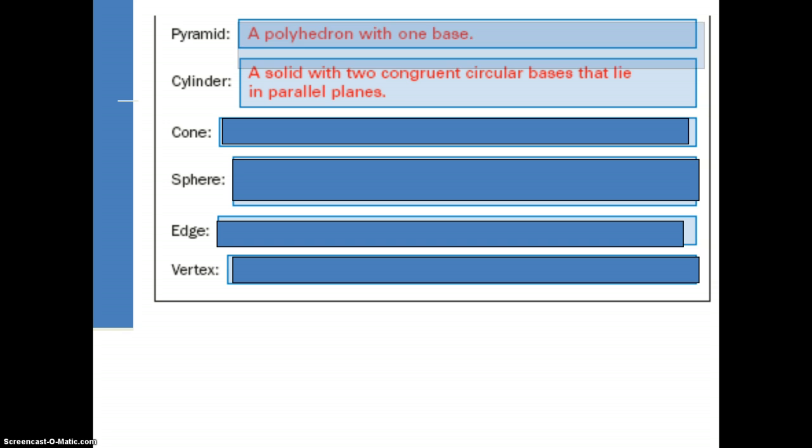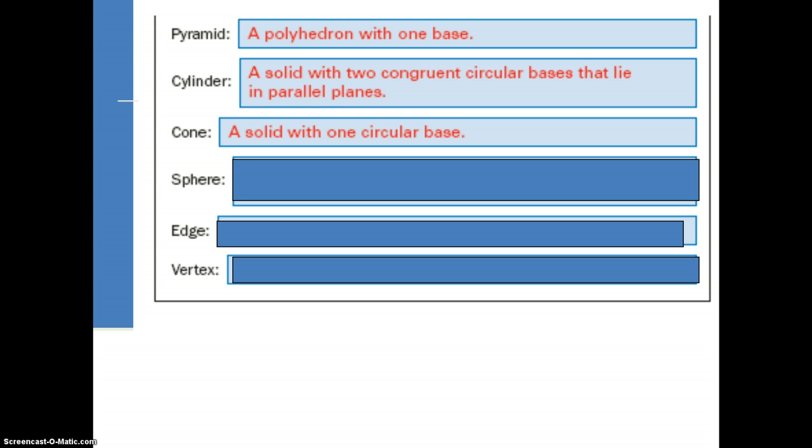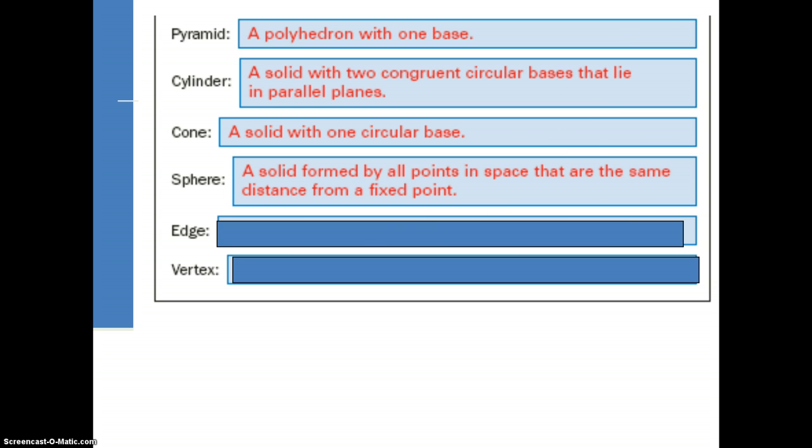A cylinder is a solid with two congruent circular bases that lie in parallel planes. A cylinder is not a polyhedron because it has a circular base, and a polyhedron has polygons for bases, and circles are not polygons. A cone is another solid with one circular base. A sphere is a solid formed by all points in space that are the same distance from a fixed point.